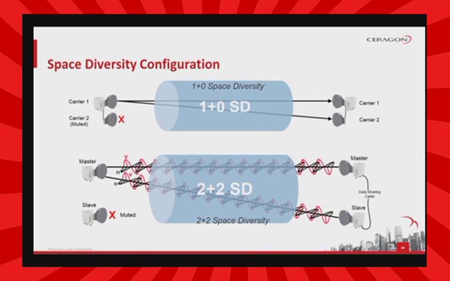On the receiving side, each unit receives a dual polarization signal from the remote master unit, which includes the data streams from both carriers. The slave unit shares the data stream it receives with the master unit, and the master unit combines each data stream to produce a single, optimized signal for each carrier. 2+2 space diversity provides equipment protection, as well as signal protection. If one unit goes out of service, the other unit takes over and maintains the link until the failed unit is restored to service and space diversity operation resumes.